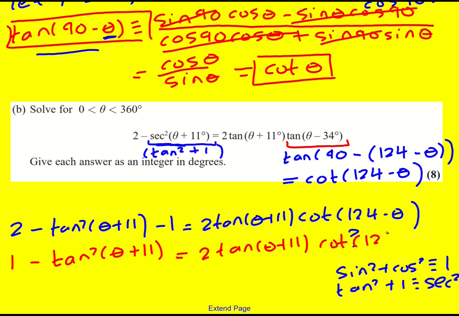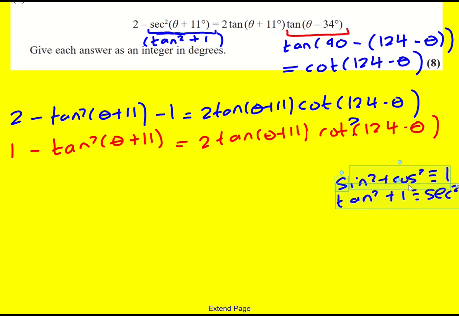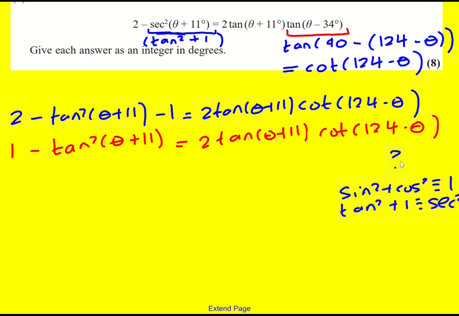Okay, the thing is, if you factorize this, it doesn't really help with the right-hand side. So let's not do that for the moment. In fact, there's a formula going on here that you have to think about carefully. If we divide through by 1 minus tan squared, in fact, we get the double angle formula for tan. Let me just write that down.